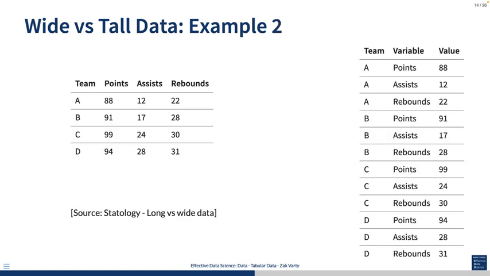Similarly, in our second example, our observation unit is no longer a person, but a team, and we have an example of wide data on the left and tall data on the right. You can see that we've got the same sort of structure going on here. In the wide data, each observational unit is included only once, and in the tall data, each observational unit is repeated so that each recorded value has its own row.